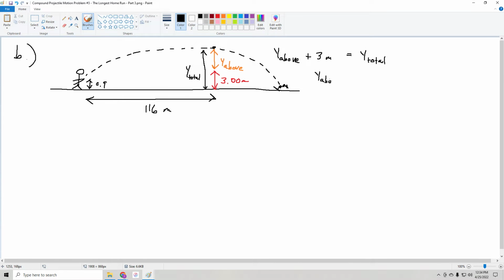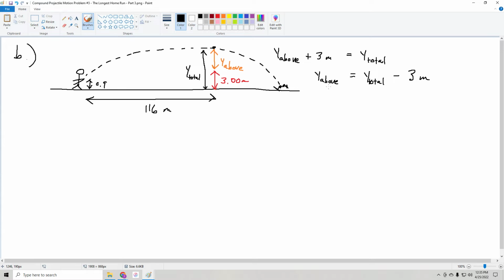And if we just use a little bit of algebra here and subtract 3 meters on both sides, y total minus 3 meters. So our job is to figure out what the total height would be of this ball at this particular range so that we can plug that value into this expression and figure out what y above is. That's our goal for part B.